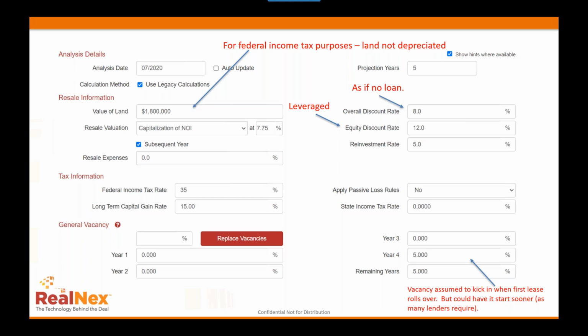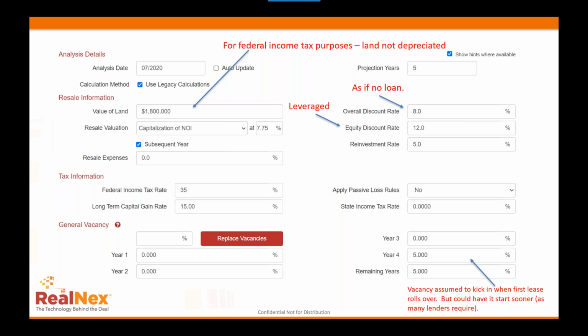In this example, I didn't include any resale expenses, but typically you'd have some resale expenses associated with sale of the property. So that might be 3% or whatever, 4% as your resale expenses. We've got a federal income tax rate of 35%. You could leave that 0 if you just wanted to do a before-tax analysis and didn't care about the taxes.